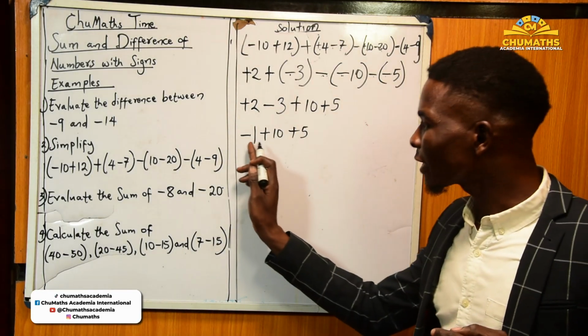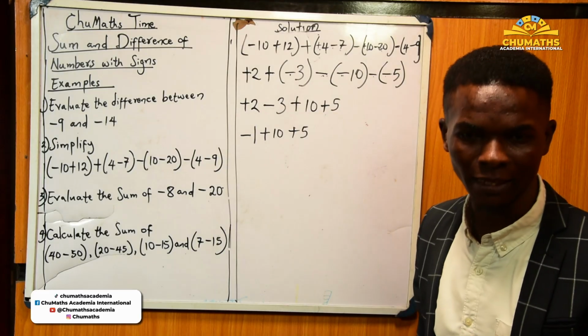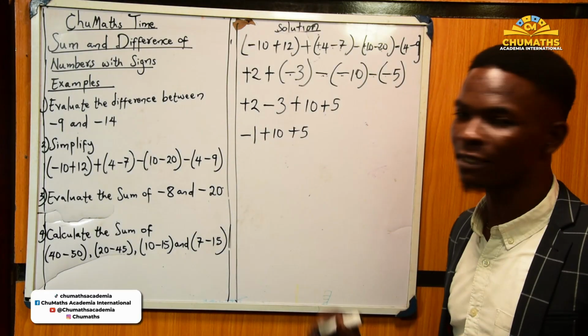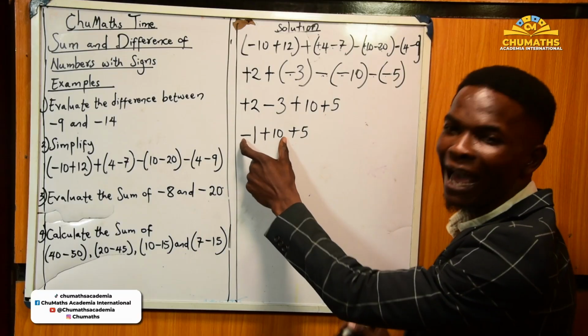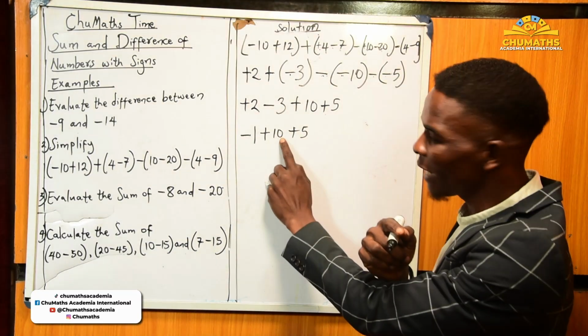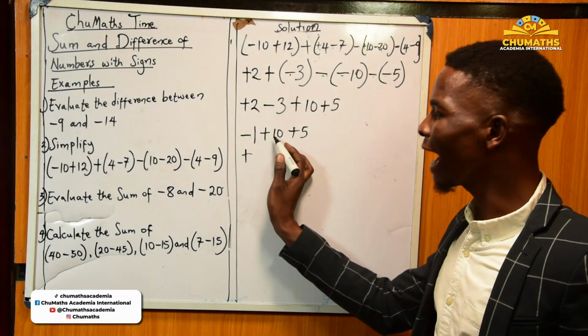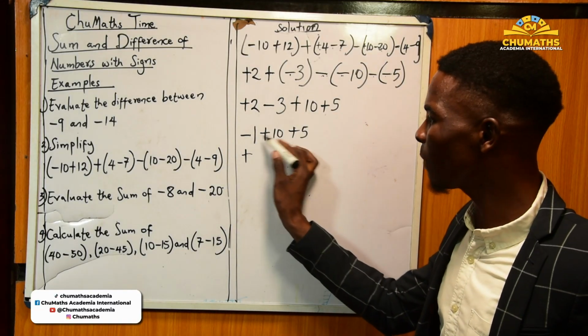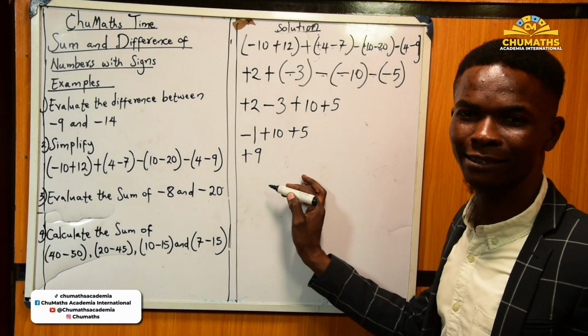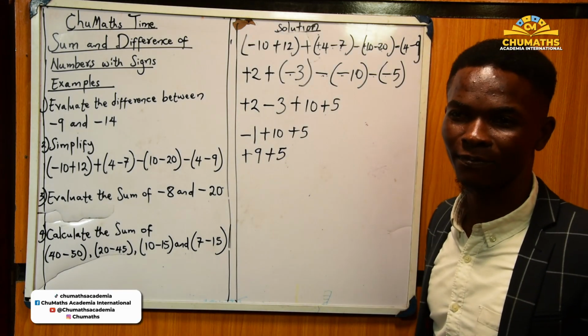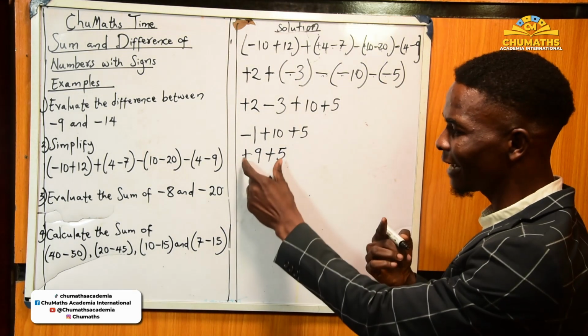Now, I'll take these 2 again and do the same thing. So this becomes minus 1 plus 10. Within these 2, I take the sign of the bigger number. The bigger number is what? 10. This becomes what? Plus. Then I'll subtract because the signs are different. 10 minus 1 is what? Is 9. So I bring down this plus 5 again. This becomes plus 5. Are you getting me? Until I get the final answer.